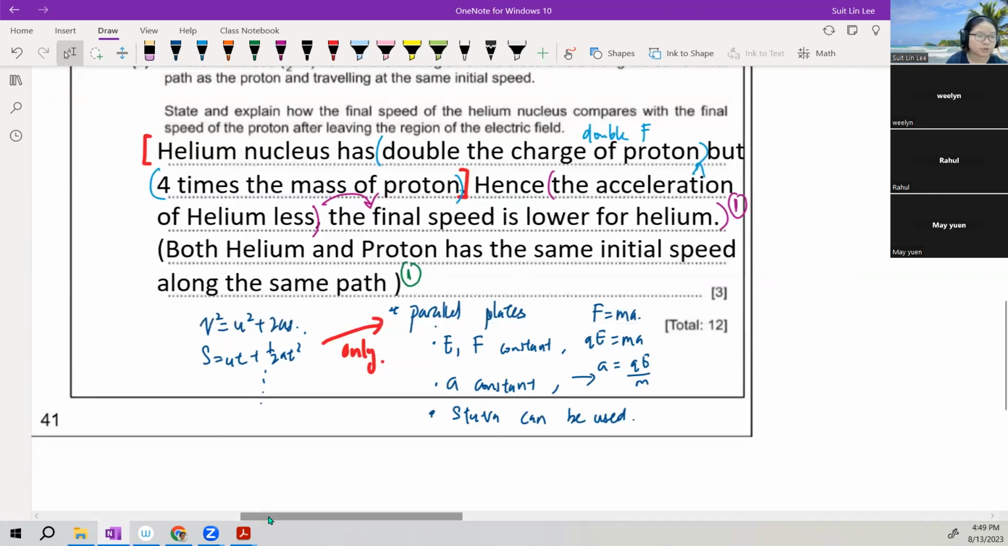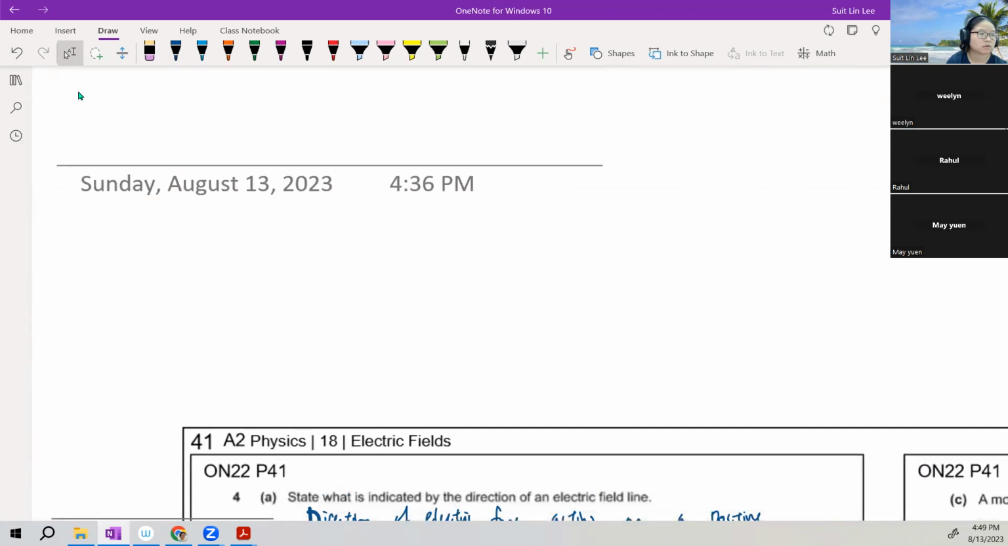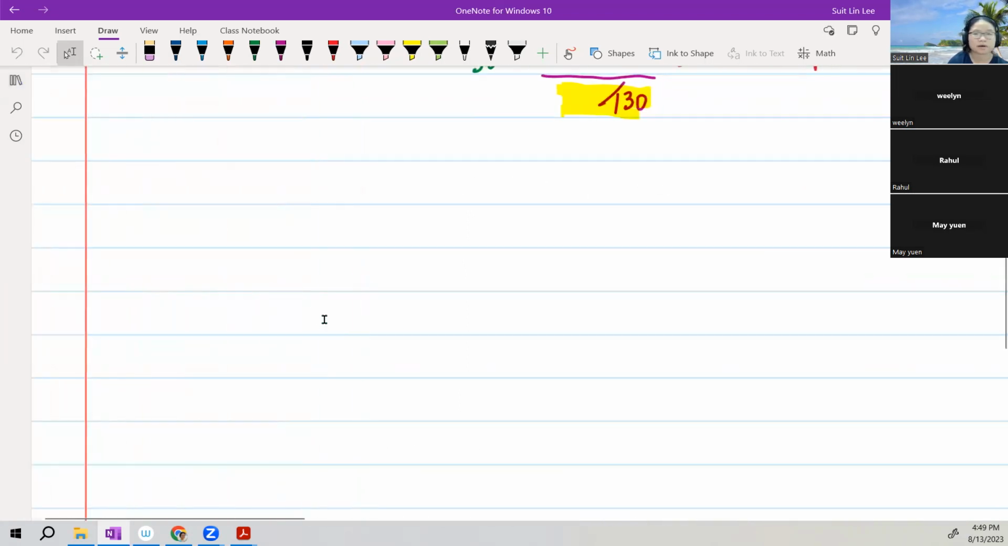Okay, so we're going to move on to capacitors now, right? And I want to do a recap on what capacitors are, and also the important things you need to know for capacitors. Okay, so I think I'm going to use the newer notes.